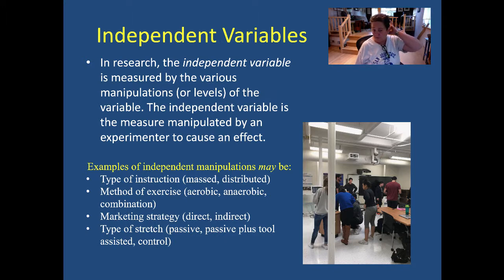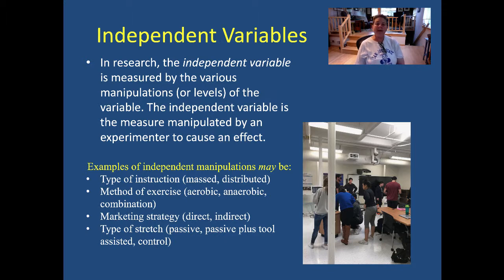I might also look at a 10-week exercise program. So I would assign subjects to either an aerobic group, an anaerobic group, or a combination group, so that the aerobic group might do running for 10 weeks, and the anaerobic group might do weightlifting for 10 weeks. And the combination group is going to do an equal amount of exercise to the aerobic and the anaerobic groups, but they're going to do a combination of running and lifting.